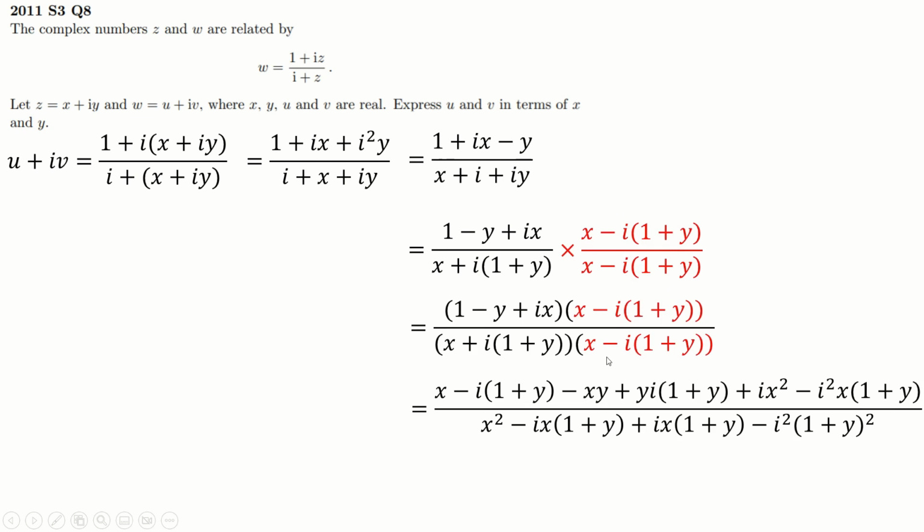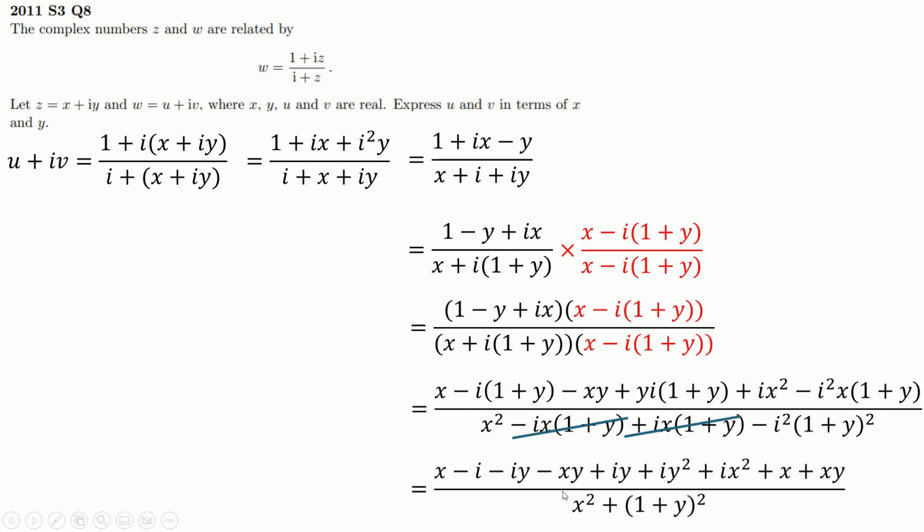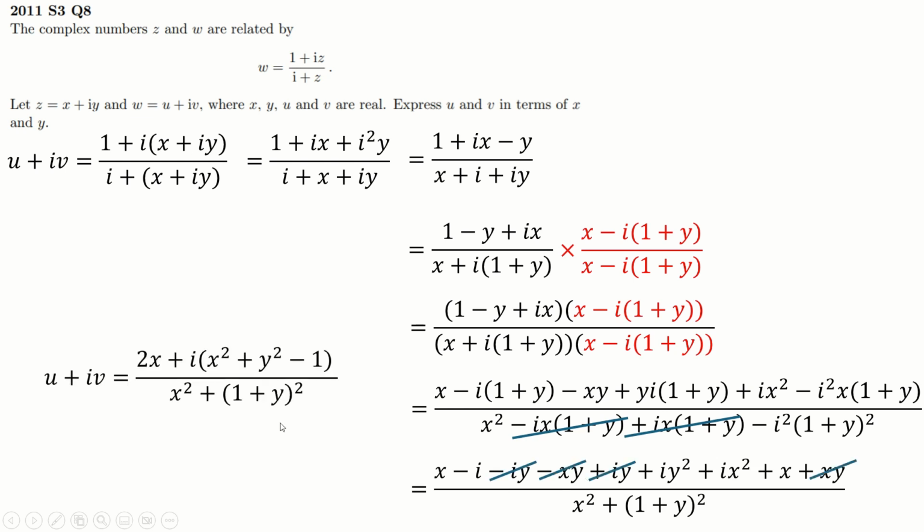This is really annoying. There's a bunch of multiplying to do, but eventually it ends up okay. Notice how I'm doing as little multiplying as possible because I'm just kind of hoping stuff will cancel immediately, and it does, which is nice. So this cancels with this, which gives us our nice real denominator. More things cancel on the top once you spot them all. More things cancel, cancel, cancel. You end up with this.